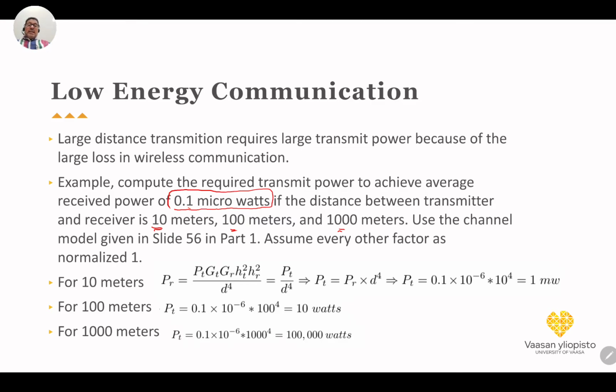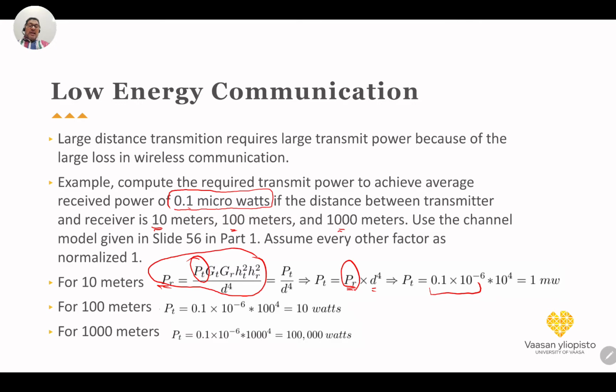Okay, so now we use the channel model given in part 1. It is called the two rays model. In this example, assume every value is 1, just normalized values, and now we need to compute the transmitting power. The receiving power equals the transmitting power divided by the distance to the power 4, which means that the transmitting power equals the required received power times distance to the power 4. The required received power is only 0.1 microwatt.